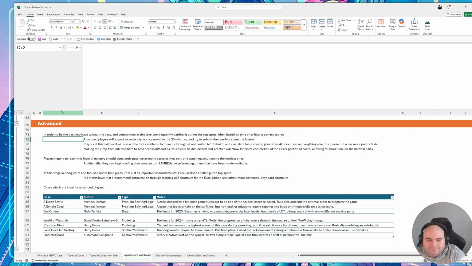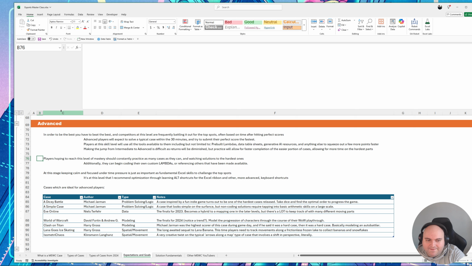the fastest. They will also use all the tools available to them, including pre-built lambdas, data table sheets, generative AI resources, and OA robots, which other people have done much more extensive reviews of than I currently have an understanding of. Making the jump from intermediate to advanced is very difficult. Your returns will be diminished, but practice will allow for faster completion of the easier portion of cases, allowing for more time to focus on the harder parts.